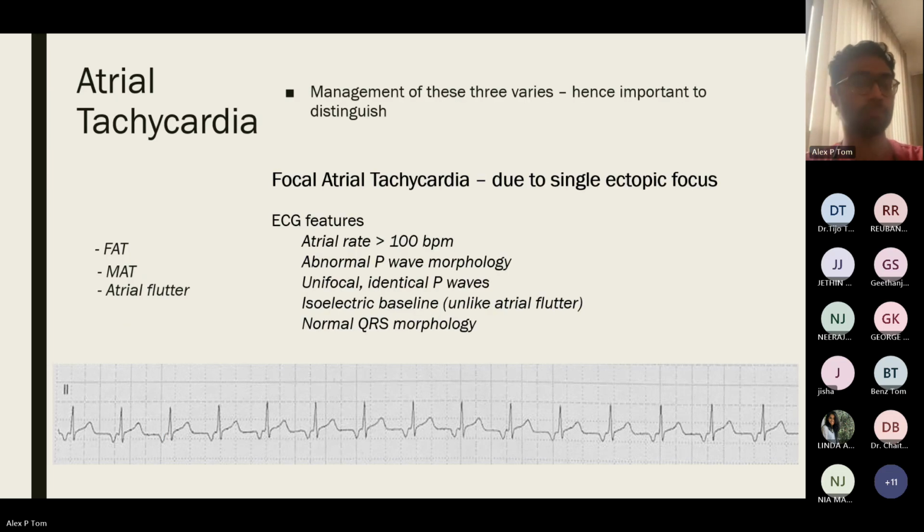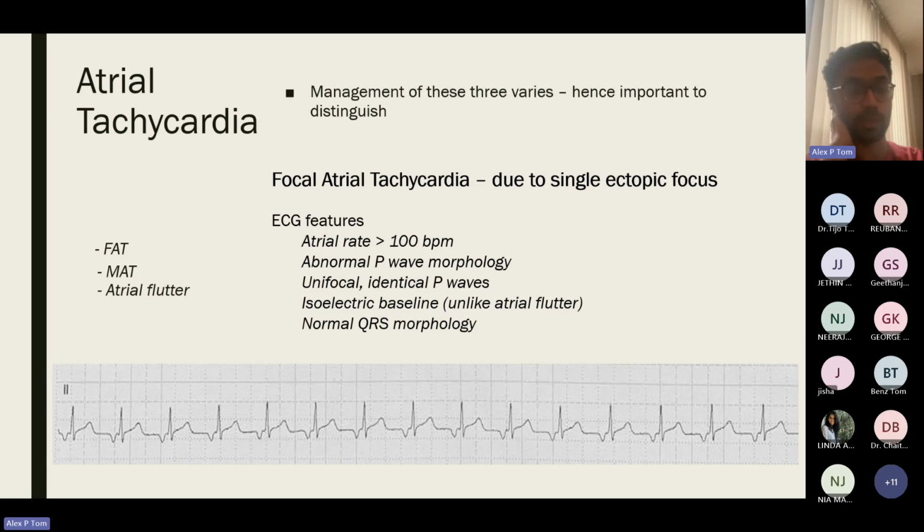So atrial tachycardias. There are different types of atrial tachycardia. There is focal atrial tachycardia, which is basically due to a single ectopic focus. And then there is multifocal atrial tachycardia, which is also called MAT. And then there is atrial flutter.